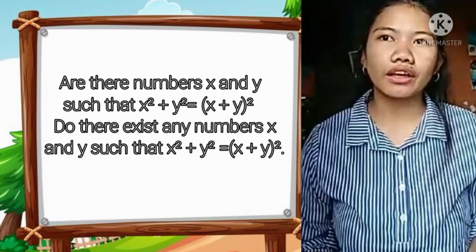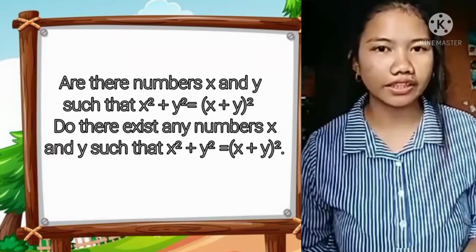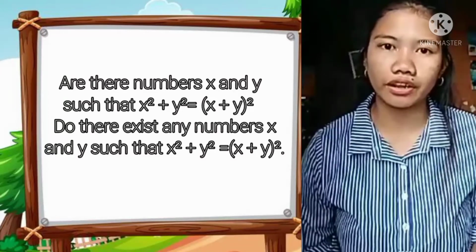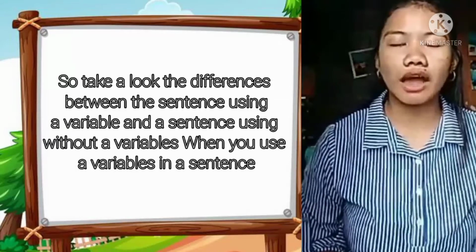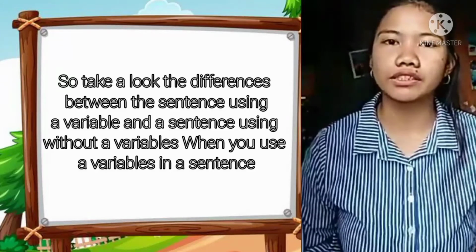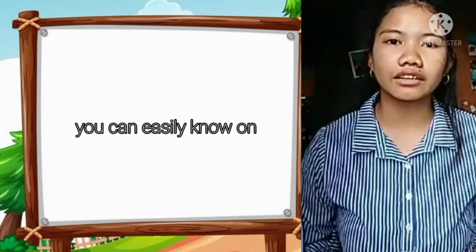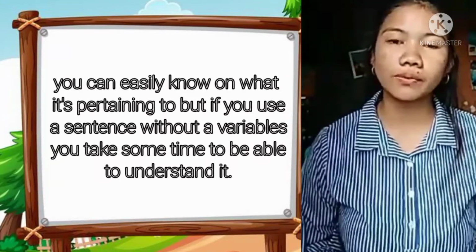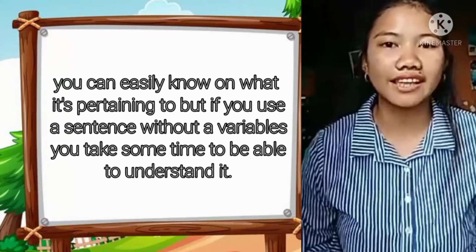Or do there exist any numbers x and y such that x squared plus y squared is equal to x plus y all squared? So take a look at the differences between the sentence using variables and the sentence without variables. When you use variables in a sentence, you can easily know what it's pertaining to. But if you use the sentence without a variable, you take some time to be able to understand it.